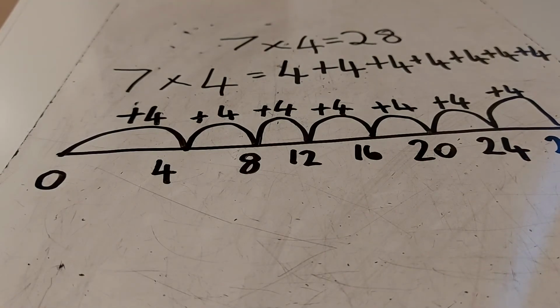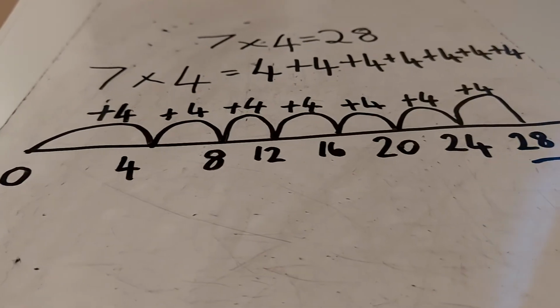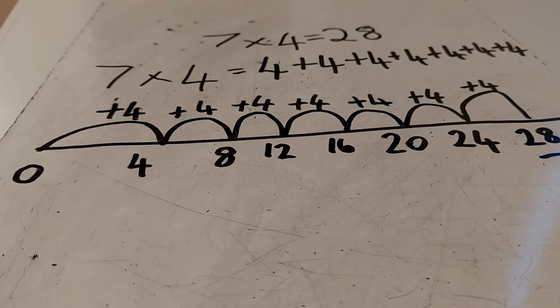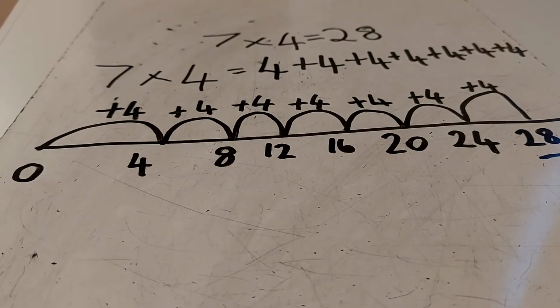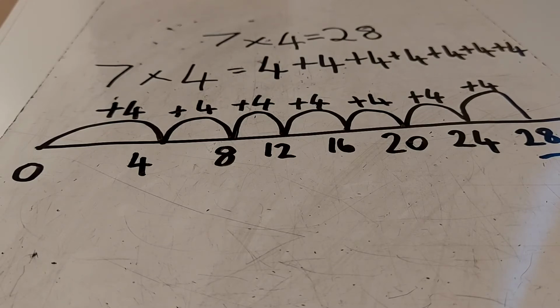Now, just like I said in the last video, if you prefer to not use this strategy because you know your times tables, that's absolutely fine. And you can just write the answer down when it comes to doing your task. If you try this strategy and you don't like it, you can always use the array strategy that we worked on in the last video. Again, it can be quite time consuming using the number line, so some people might prefer to use their fingers.